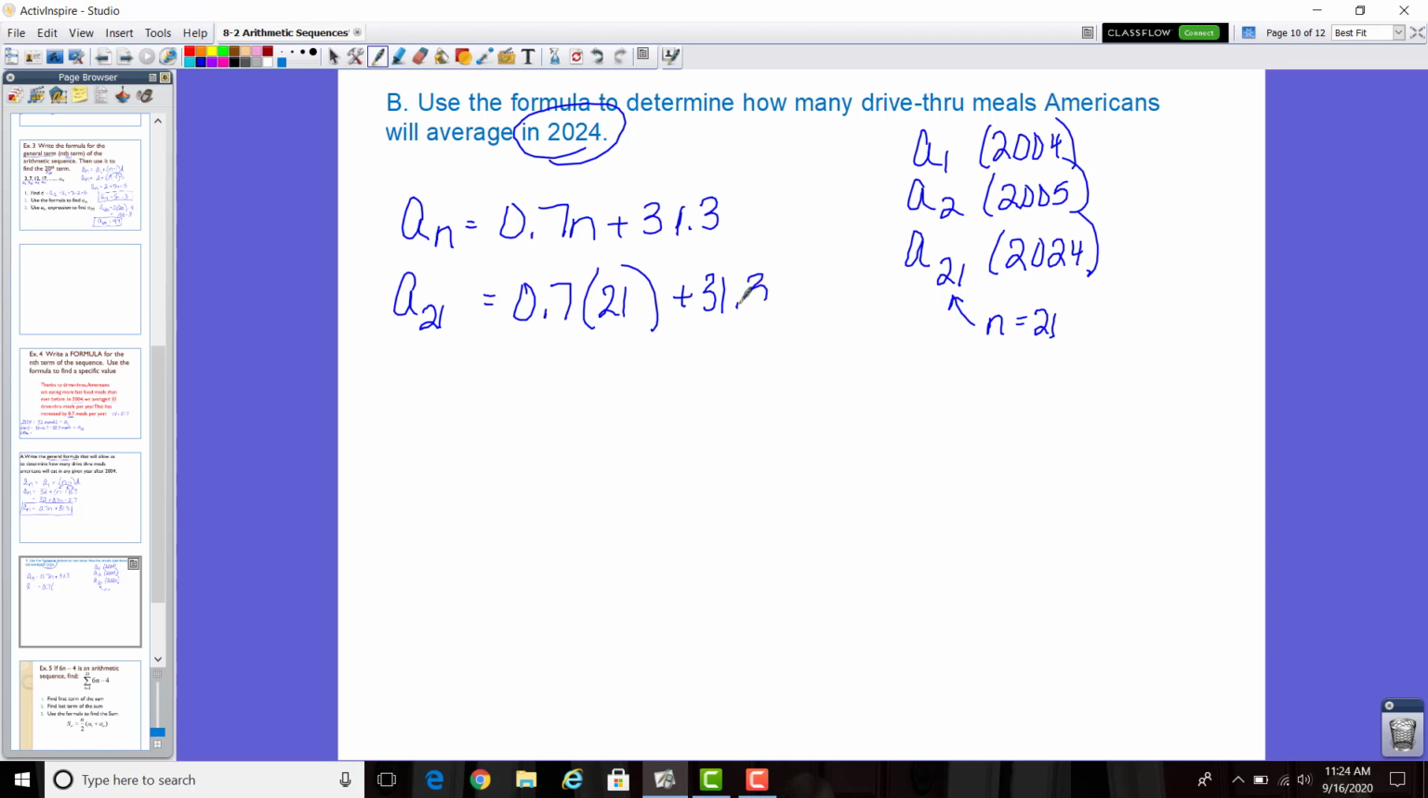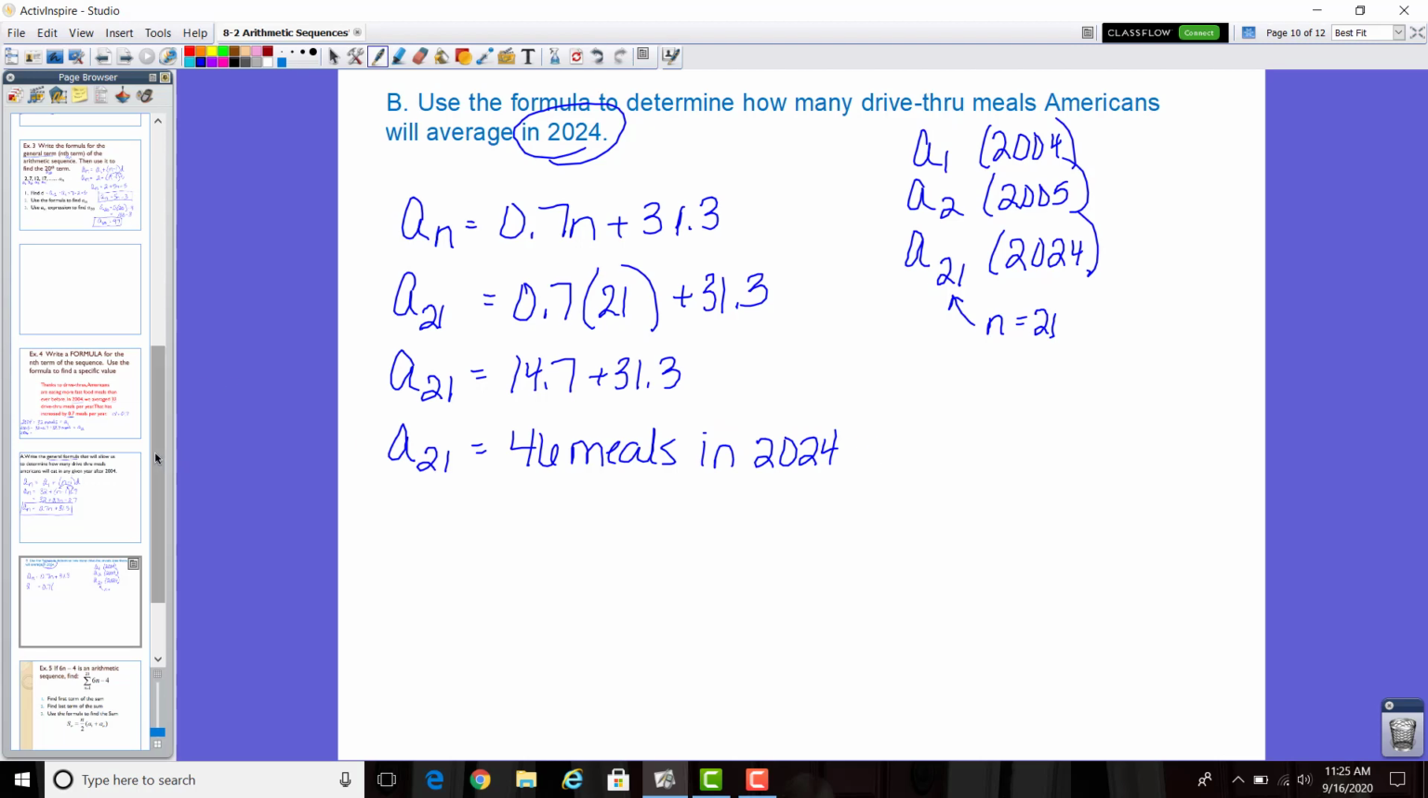So we plug 21 in for our n value. 0.7 times 21 will give me 14.7 plus 31.3. So the 21st year of this study will show that we as Americans will eat 46 drive-through meals in the year 2024. Again, you could calculate this for any given situation.